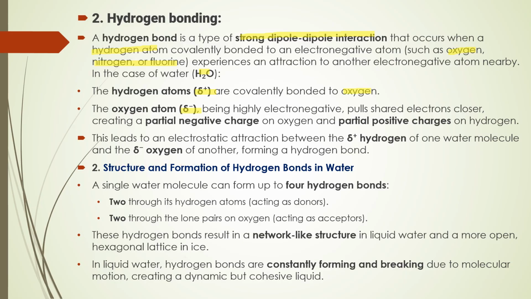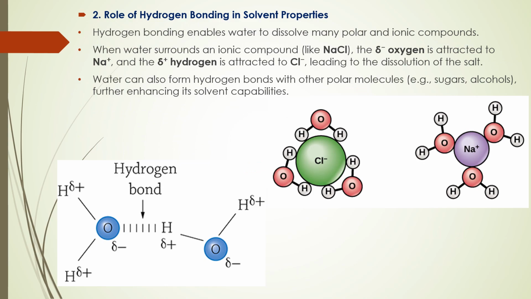Number 2. Structure and formation of hydrogen bonds in water. A single water molecule can form up to 4 hydrogen bonds. 2 through its hydrogen atoms acting as donors, while 2 through the lone pairs on oxygen acting as acceptors. These hydrogen bonds result in a network-like structure in liquid water and a more open hexagonal lattice in ice. In liquid water, hydrogen bonds are constantly forming and breaking due to molecular motion, creating a dynamic but cohesive liquid.